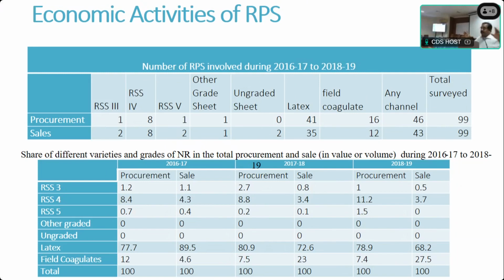That is, the growers themselves are actually differentiating between dealers and RPS. You have the private dealers who would actually buy the high quality RSS, the 3, 4 and all. But the low quality field coagulant is what goes to the RPS, or it could be the latex. That seems to be the story. Some kind of differentiation. That's it.